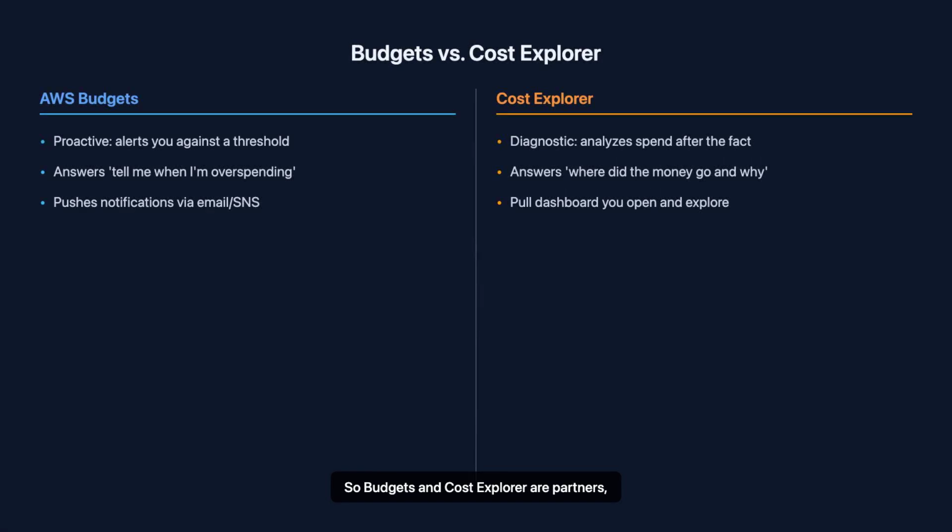So Budgets and Cost Explorer are partners, but they answer different questions. Budgets is proactive. It pushes an alert at you against a threshold, answering "Tell me when I'm overspending." It comes to you by email or SNS. Cost Explorer is diagnostic. It analyzes spend after the fact and answers where did the money go and why. It's a dashboard you pull open and explore. The cue is simple. If the scenario wants a notification, that's Budgets. If it wants understanding, that's Cost Explorer.